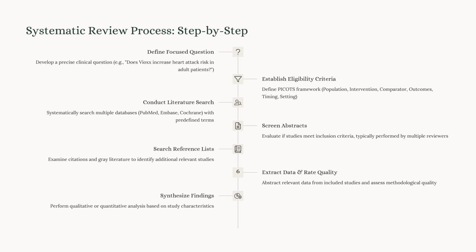You search the reference lists of the ones that pass that screening step. And so the reference list is called the so-called gray literature. So you're trying to identify studies that maybe didn't pop up in your search if your search strategy wasn't good enough. And then finally, you're going to go ahead and extract data and rate the quality of the studies.